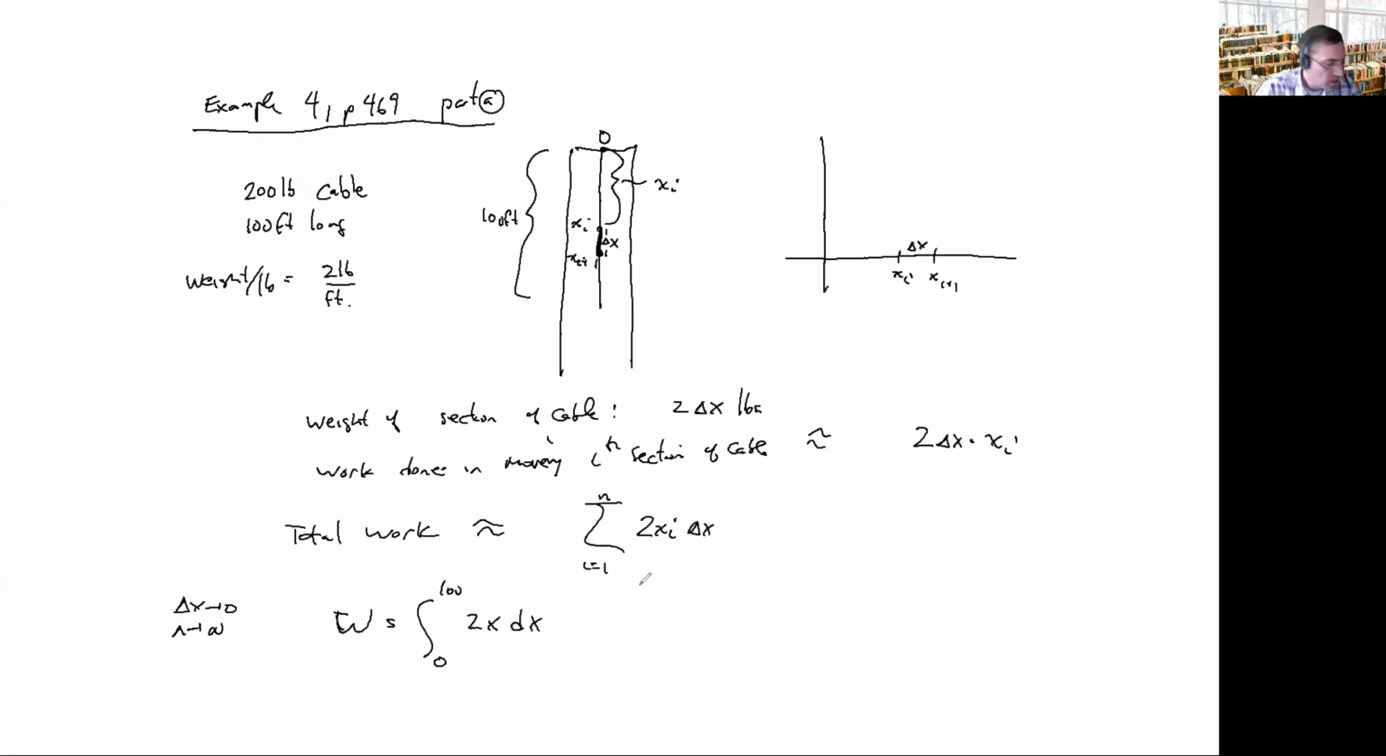Okay, so this is all set up correctly now, and the rest of it is easy. It's x squared evaluated from 0 to 100, and 100 squared is 10,000 foot-pounds, and that's the answer to this question.